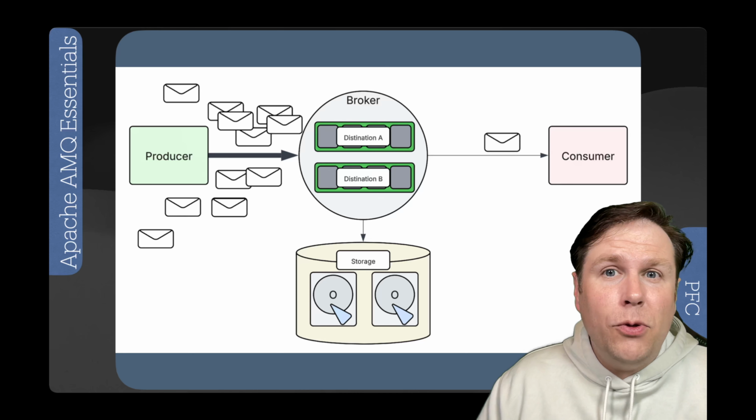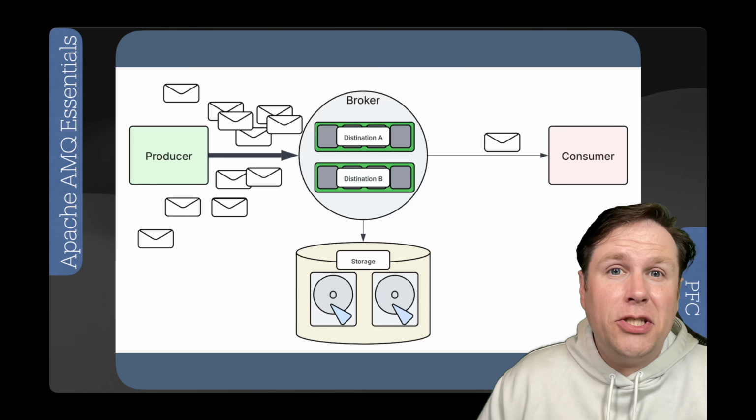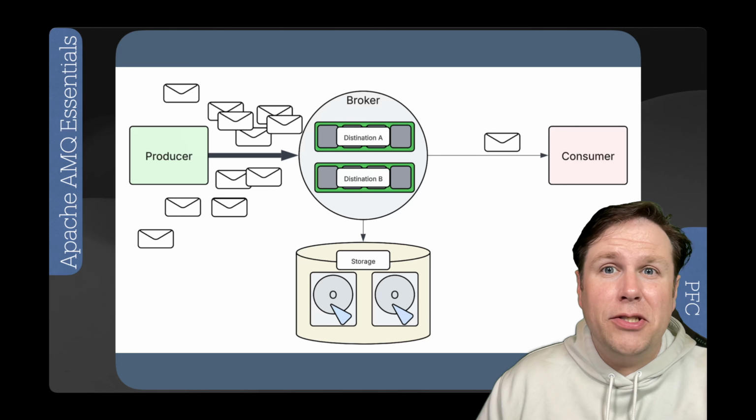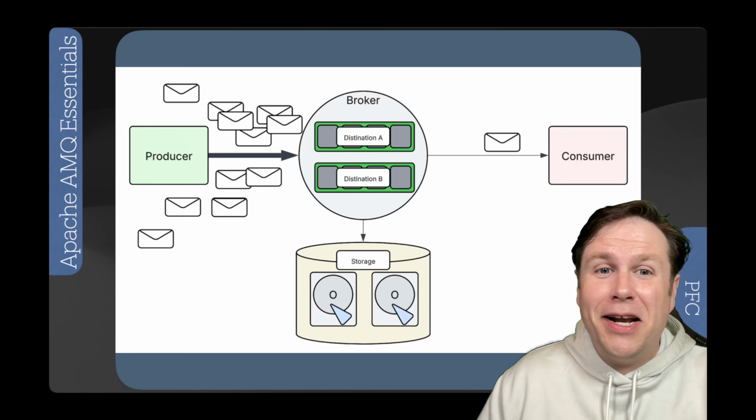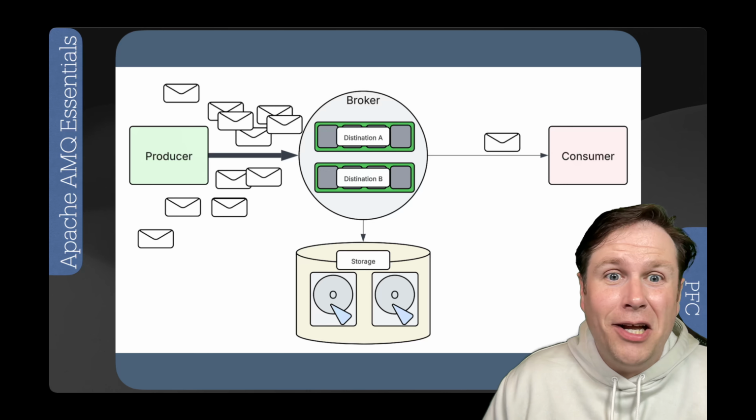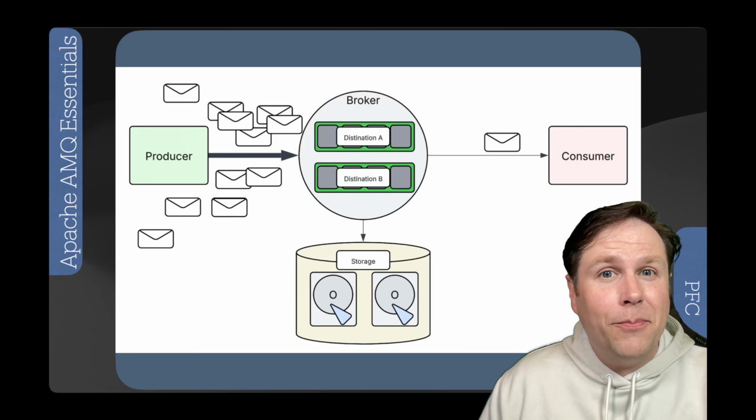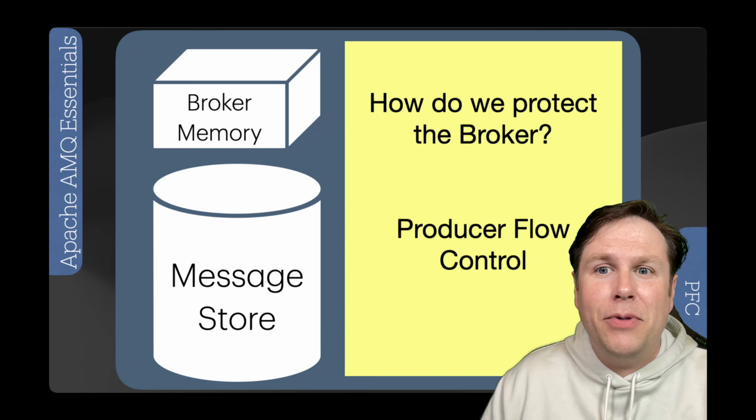Then what happens if you have a producer where something goes wrong? They just start flooding your broker with messages. Well, what will end up happening is that you are going to run out of memory, you're going to run out of disk, and everything's going to stall. This is not good. So we have to have something that you can do to prevent that from happening.